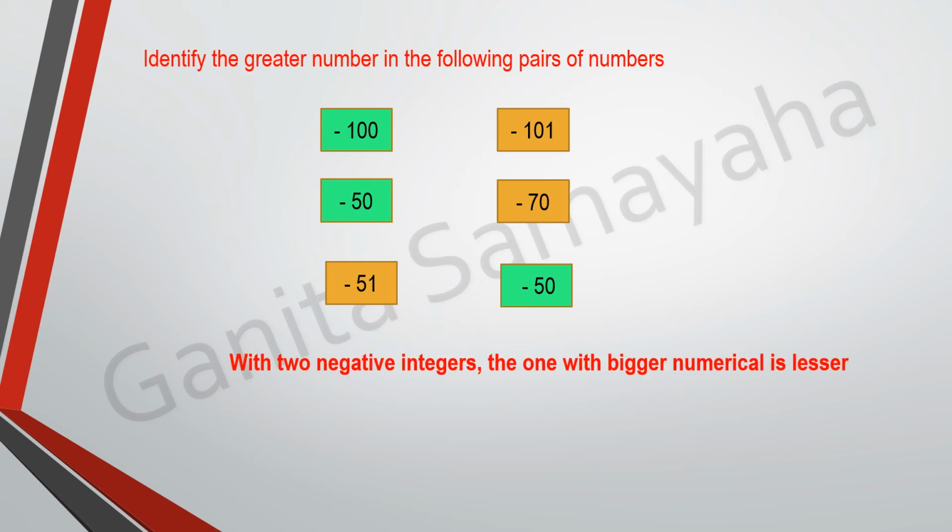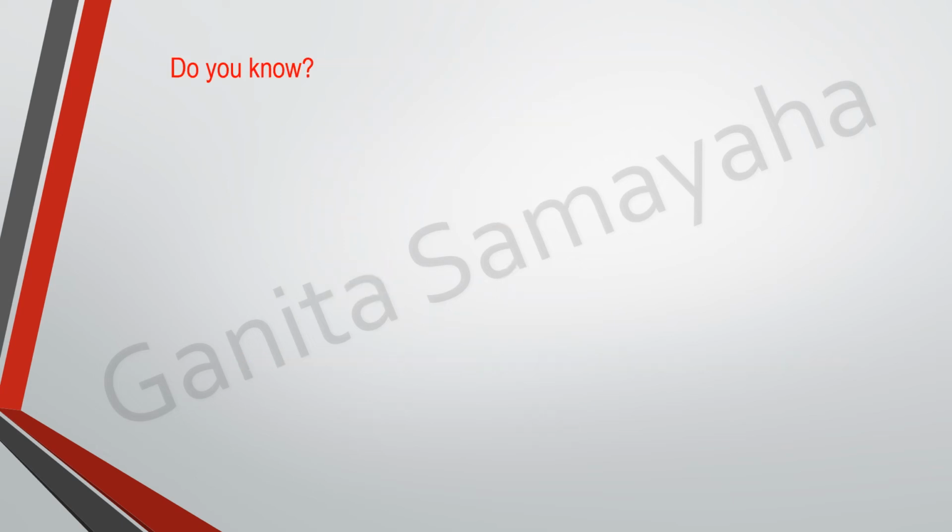So, with two negative integers, the one with bigger numerical value is lesser. You remember that. Is it clear, children? One more. Between 0 and minus 1, I've told you the positive number is always greater. So, 0. Clear? Fine. Let us proceed further now.